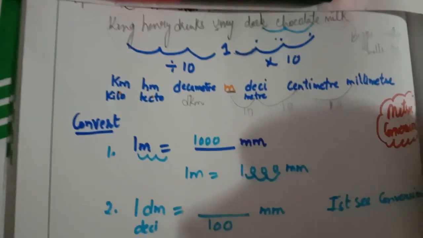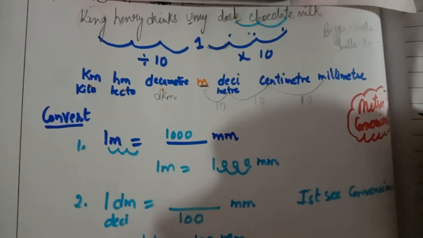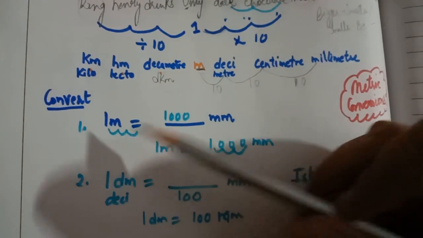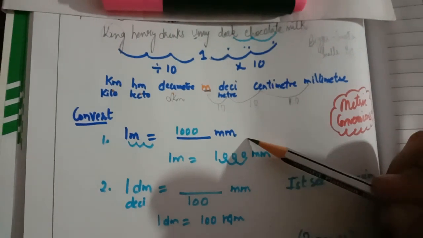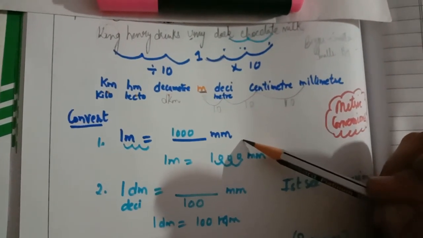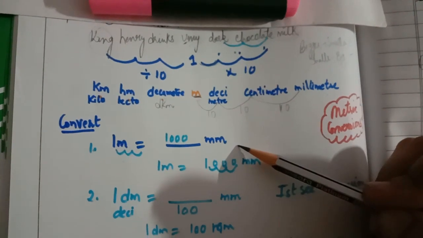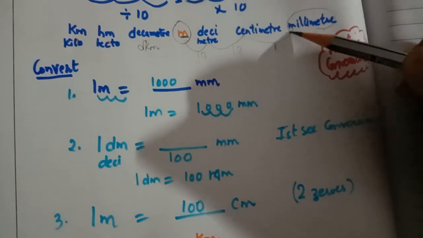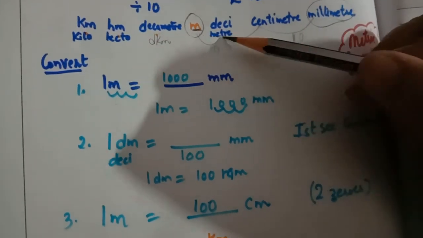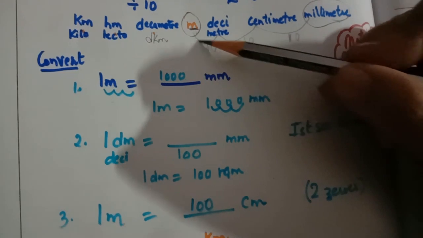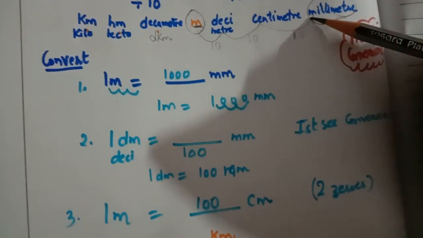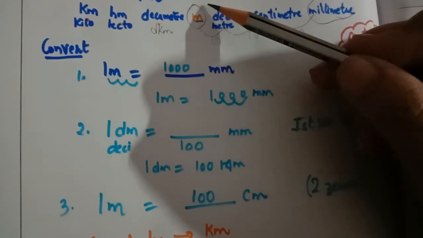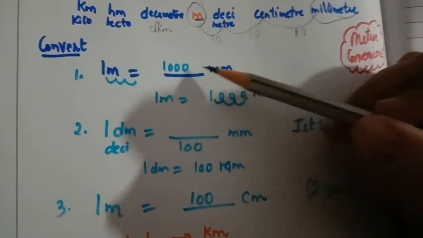Okay, let's start solving the questions of metric conversion. First question is, 1 meter is equal to how many millimeters? For this you should see the location of meter and millimeter. So meter is this and millimeter is this. Simply you just count the places. This is 1, 2 and 3. That means we will put 3 zeros with 1. So 1 meter is equal to 1000 millimeters.